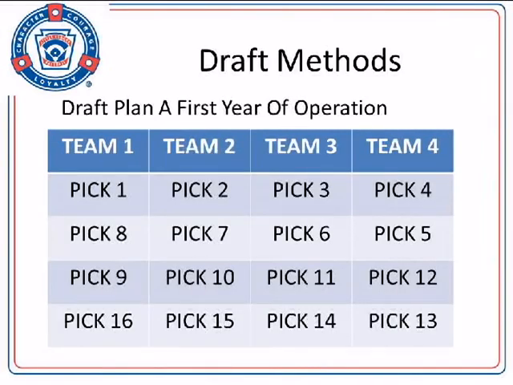Draft Plan A, first year of operation. Team 1 will select first. Team 2 will select second. Team 3 will select third. Team 4 will select fourth. Following the serpentine draft method, Team 4 will select fifth. Team 3 will select sixth. Team 2 will select seventh. And Team 1 will select eighth.